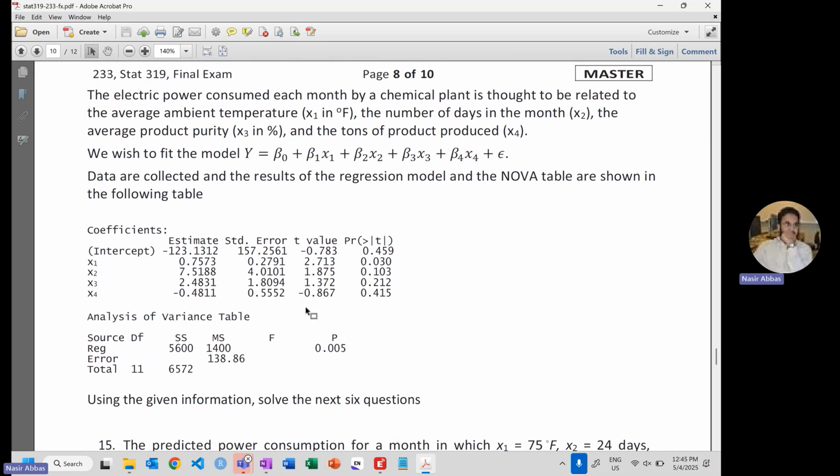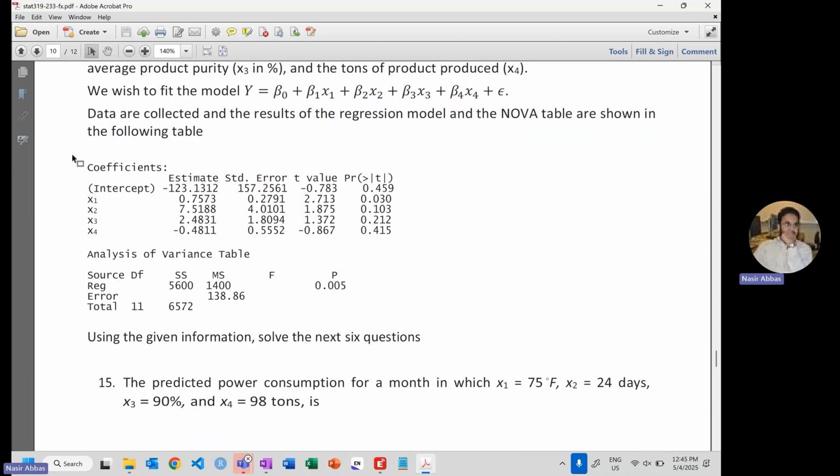In this output, they say that the electric power consumed each month by a chemical plant is thought to be related with the temperature, number of days, product purity, and the product produced. There are 4 predictors: X1, X2, X3, and X4. Data are collected and the resultant regression and ANOVA table is shown here. There is a capital A missing before the NOVA. It's not NOVA, it's ANOVA. We call it the analysis of variance table.